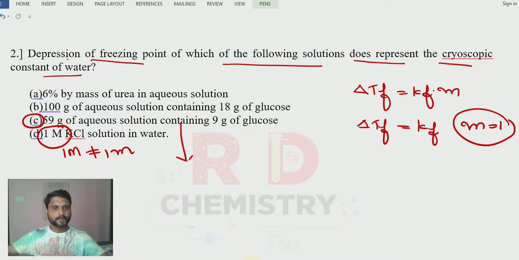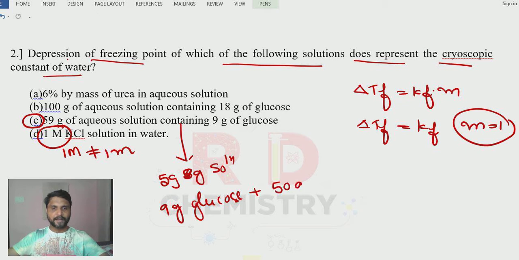See here, 59 grams of solution is taken. In that, 9 grams of glucose is present, and the remaining 50 grams is water. So we will calculate the molality now. Molality is equal to the number of moles of the solute divided by the mass of the solvent in terms of kg. So what is the number of moles?